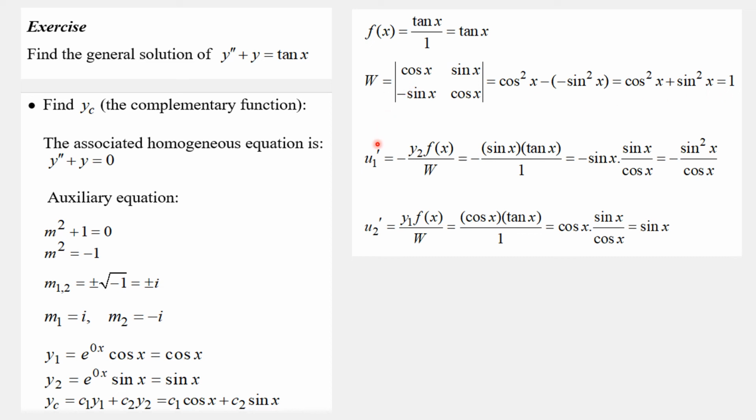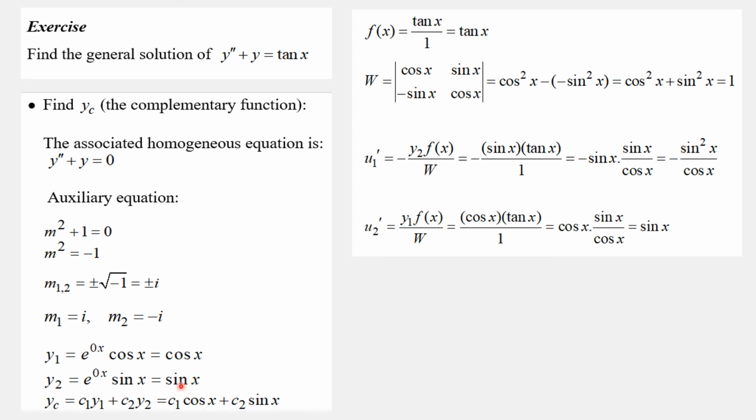Now we jump into finding u1 prime. We are not going to find w1 and w2, as I've explained before. Okay, so u1 prime has the formula negative y2 fx over w. Now y2 is sin x.